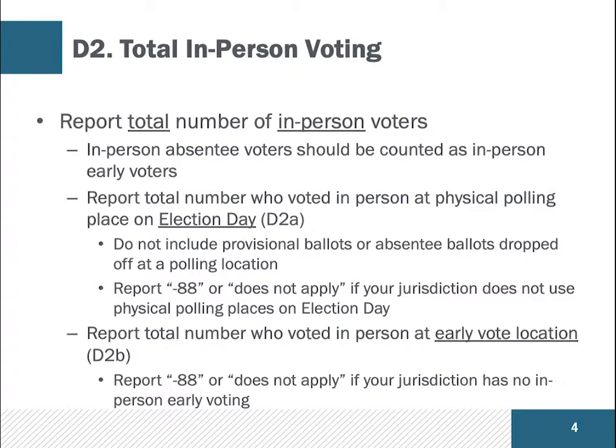Next, question D2 asks you to focus only on people who voted in person at a physical polling location. All in-person voters should be included in this question, regardless of whether their ballots were ultimately counted or rejected. However, this question shouldn't include absentee ballots dropped off at a polling place or provisional ballots. In D2A, you'll record the number of people who voted in person on Election Day, and in D2B, you'll record the number of people who voted in person at an early voting location. If your jurisdiction doesn't have Election Day polling places or in-person early voting, enter -88 in the Excel template or check the Does Not Apply box in the online template.